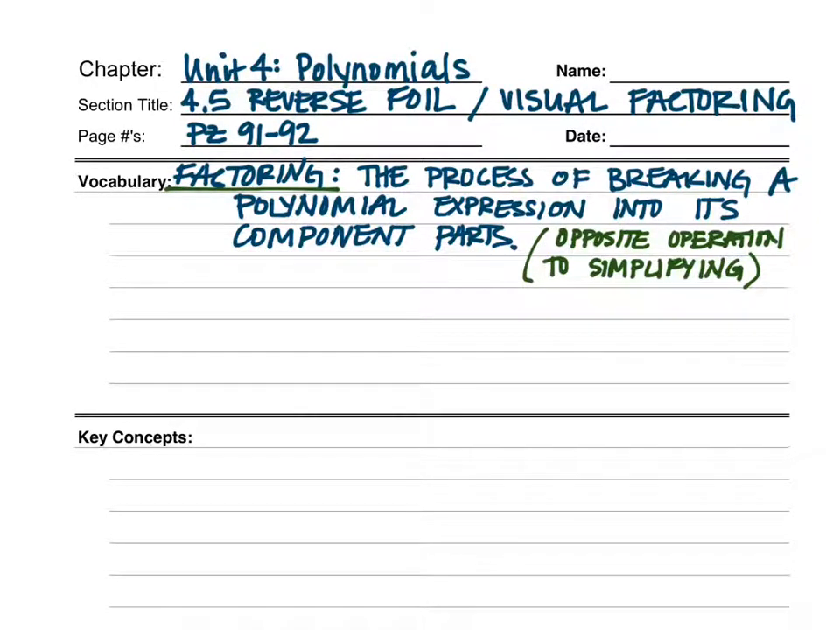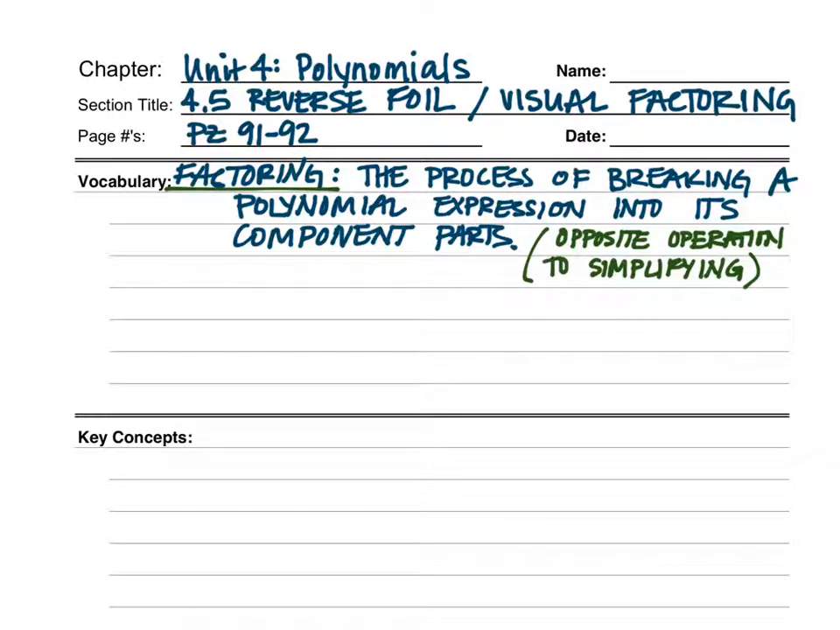Hello and welcome. We are in Unit 4 on polynomials, and this is the section for reverse FOIL. It's a visual type of factoring. The section title is 4.5. The Pizzazz pages that go along with this visual factoring are 91 and 92 in your Algebra Pizzazz book.